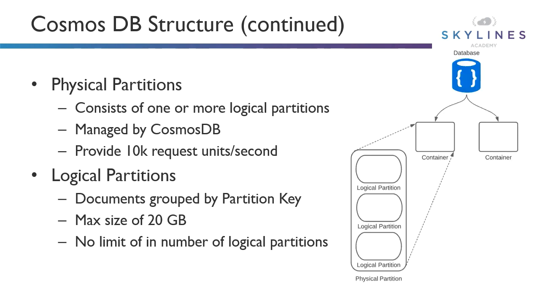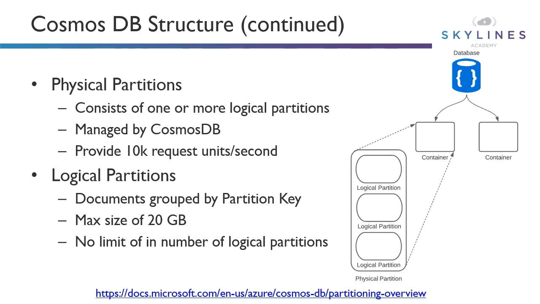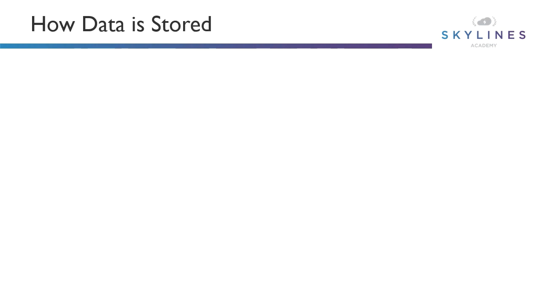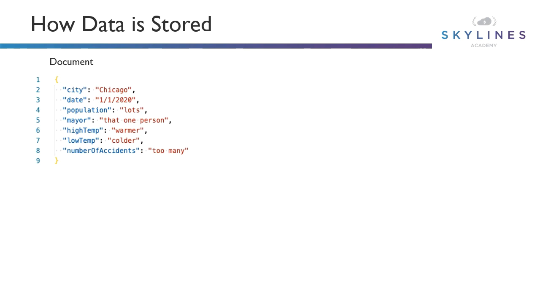If we look in the diagram again, we can see we've got our database and containers from the previous example, but now within that container, you can see we have a physical partition with multiple logical partitions within it. If you want to find out more information, we've got a link at the bottom to help explain this in greater detail. Now that we understand how the components of Azure Cosmos DB work together, let's start by looking at a sample document. We have some generic data about a city. This one is specific to Chicago.